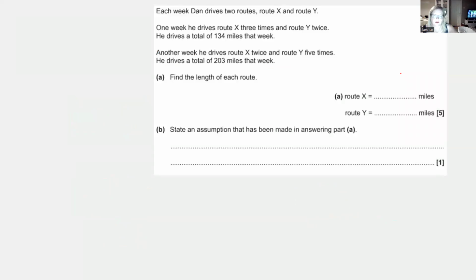Okay, so this question right here is quite a difficult one. So it says one week he drives route x 3 times and route y twice. So straight away, when you see something like this, write it in as a simultaneous equation. Next one, he drives x twice, so 2x plus 5y, and that gives you 203. And again, we're going to do the same thing. So that's equation 1, and that's equation 2.